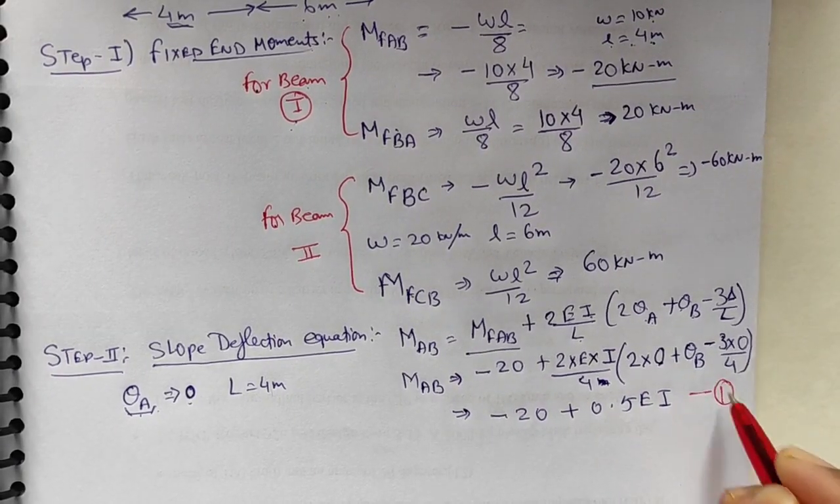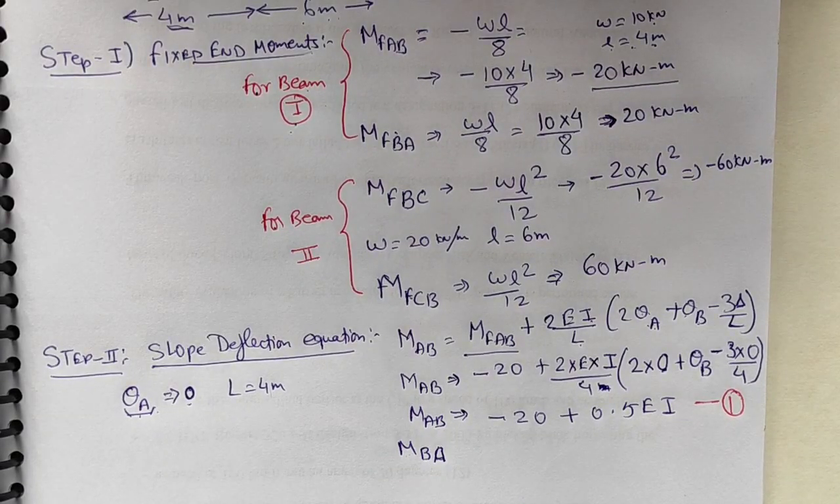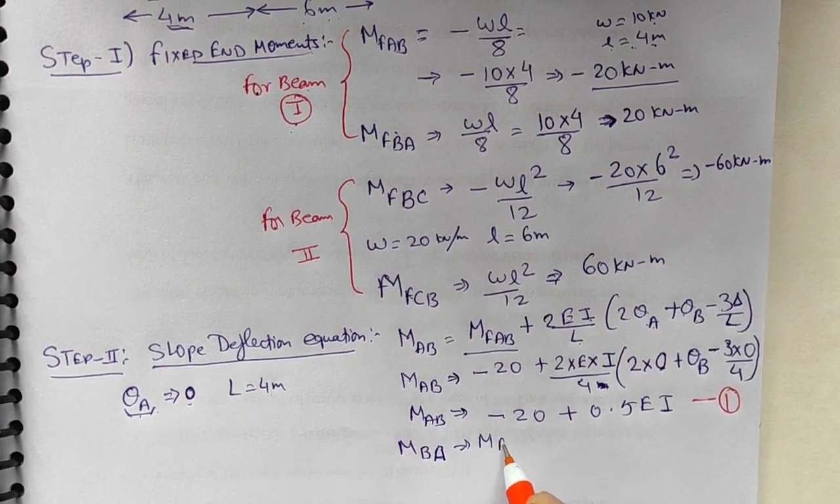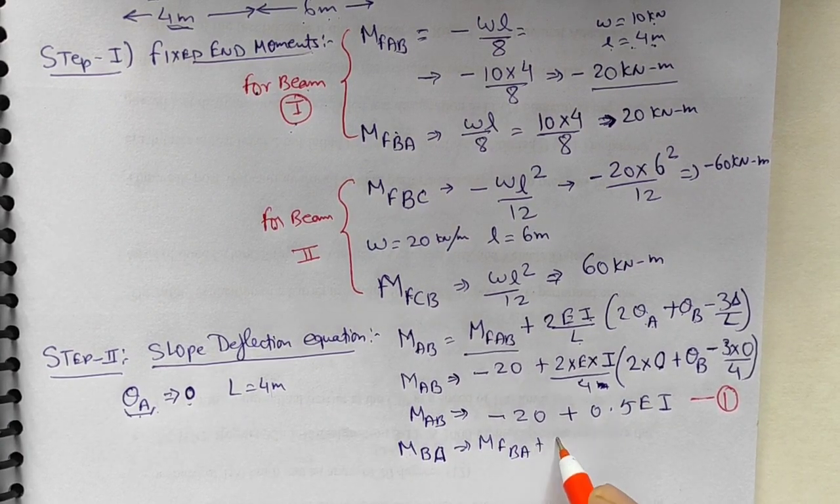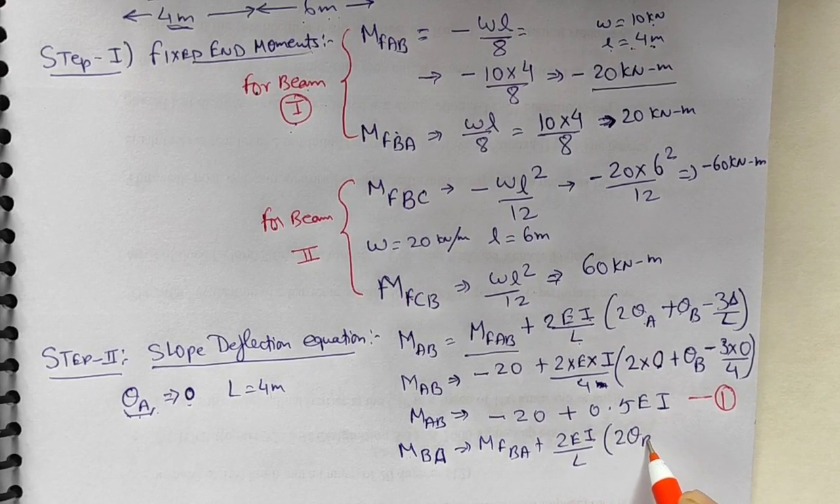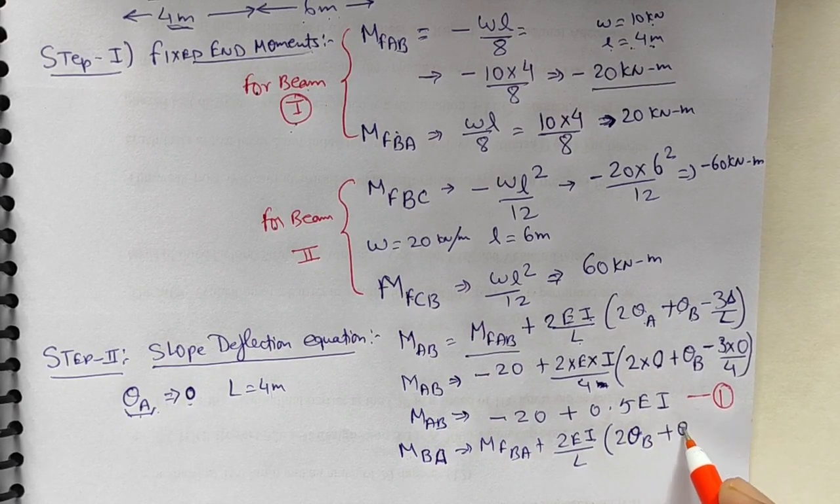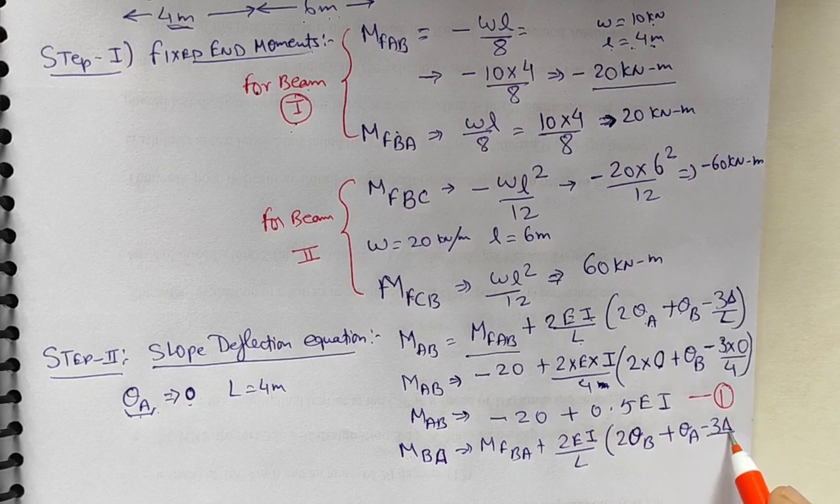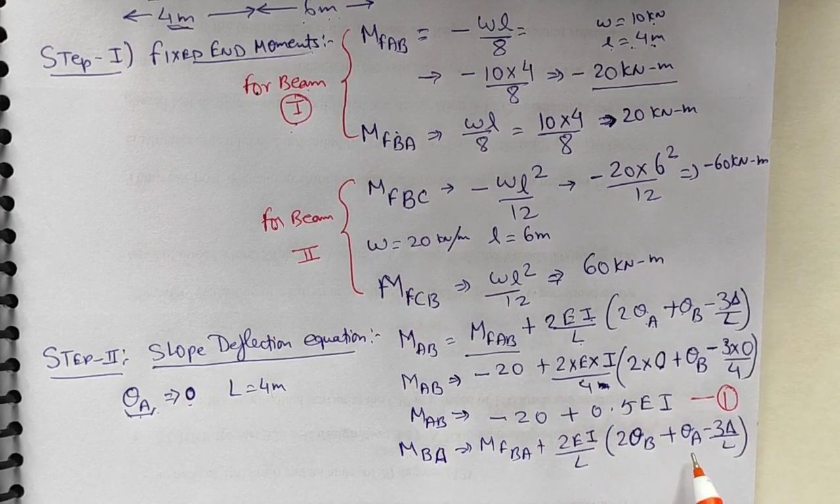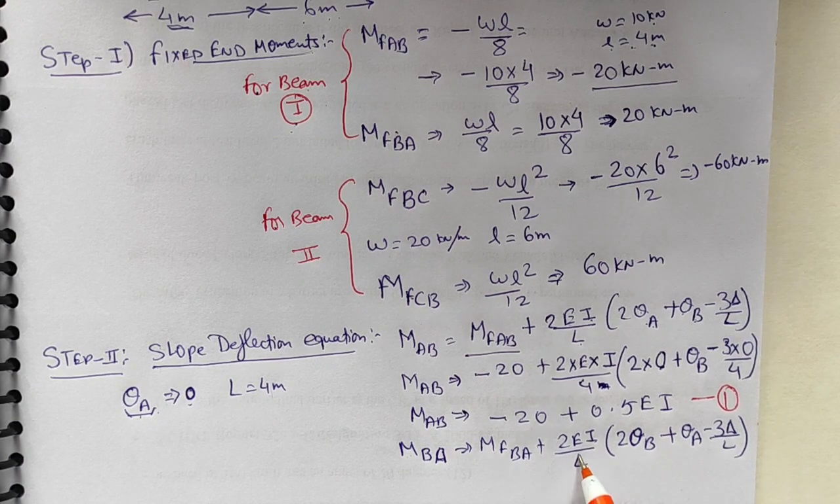I'll write the value of MAB. Similarly, I will solve for the moment BA, that is MFBA plus 2EI upon L multiplied by 2 theta B plus theta A minus 3 del upon L. These equations I have explained in the previous video. Students who are new to the channel can go through my previous video for a detailed explanation of this equation.